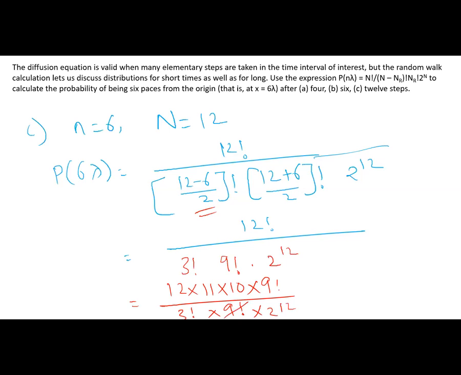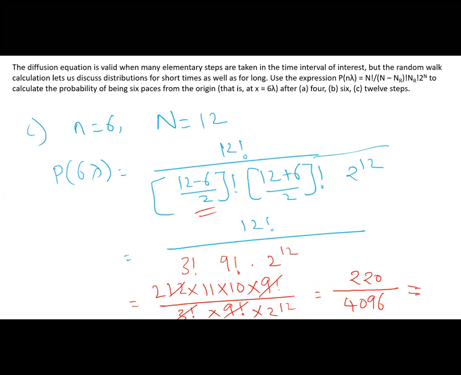So this 9! and 9! get cancelled. 3! is 6, and 12 over 6 is equal to 2. So the whole thing is going to be 220 divided by 4096. If you calculate this, the probability is going to be 0.05371. So this is how we can calculate the probability of a particle being displaced depending on the number of steps that it takes.